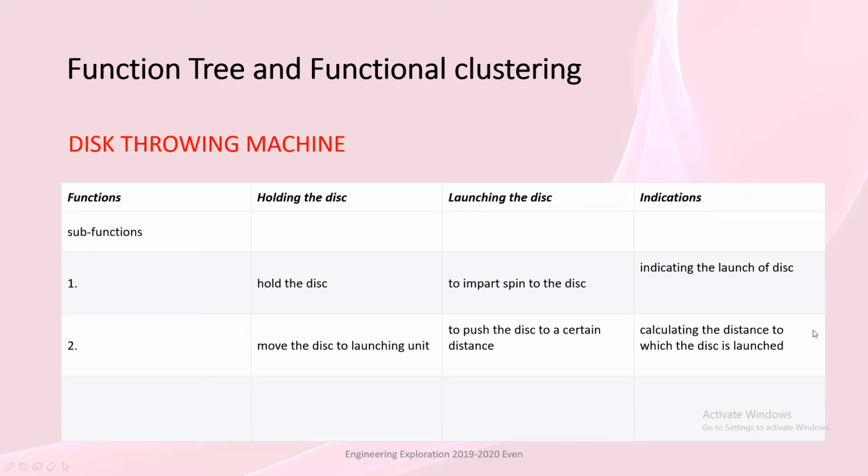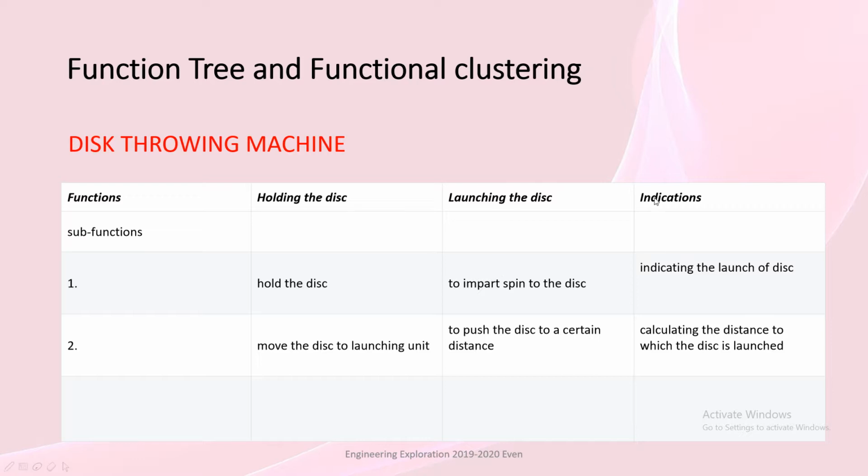So here are some functional specifications of the different subsystems involved in our course project, the disk throwing machine. The first functional specification is holding the disk, which involves holding the disk and moving the disk to the launching unit. The next functional specification is launching of the disk. Here the DC motor imparts the spin to the disk and pushes it to a certain distance.